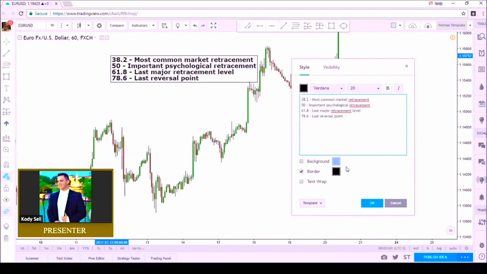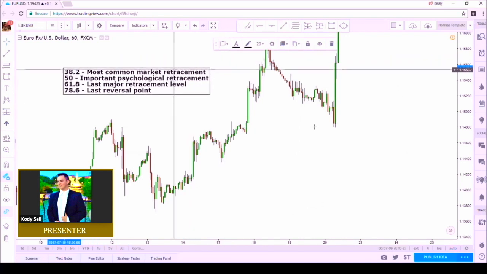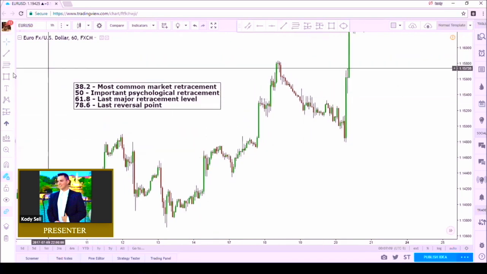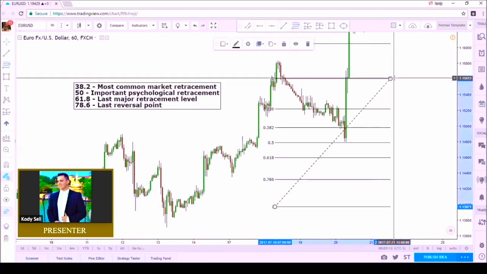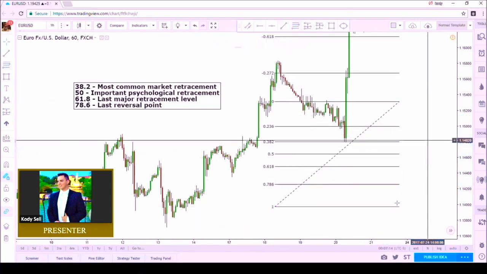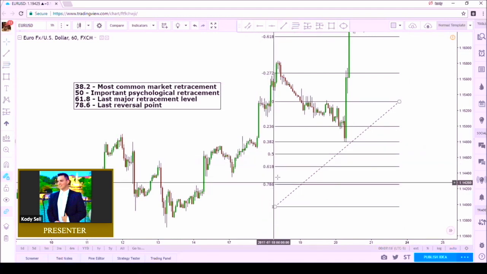So these are the 4 major levels that you are going to want to have marked for your Fibonacci retracements. And as you can see, I pull my Fibonacci up, move it down a little bit. You can see we have the 38.2, the 50, the 61.8, the 78.6.